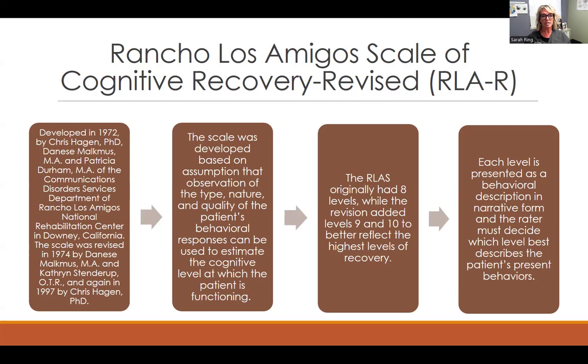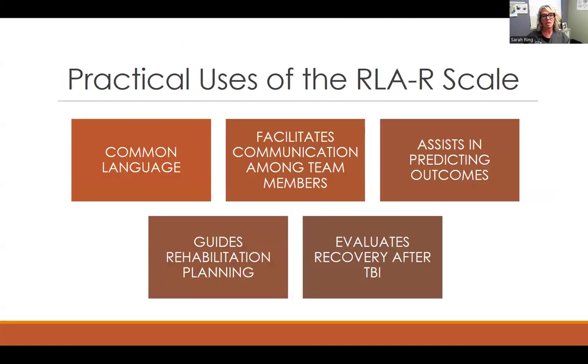Now, this scale initially had 8 levels, but was revised both in 1974 and finally in 1997, when levels 9 and 10 were added to better reflect those higher levels of recovery. This particular scale offers levels presented as behavioral descriptions in a narrative form that helps the rater decide which level a particular patient is presenting at as far as the observable behaviors.